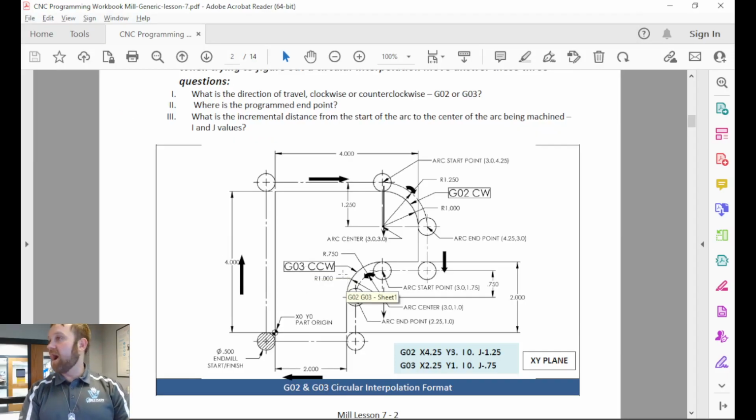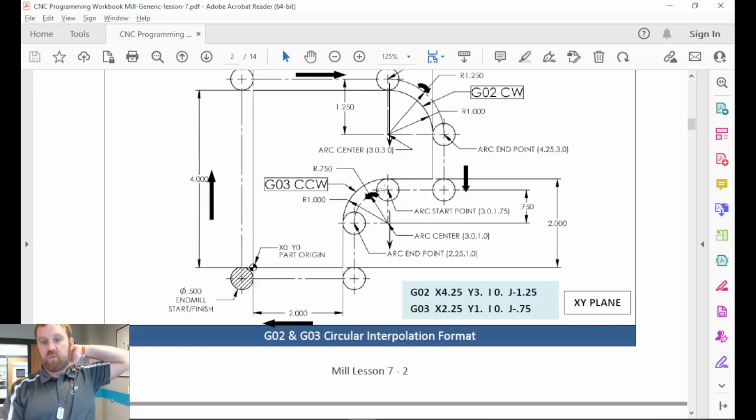And then we got to tell it our I or our J. Now this is where these tool radiuses are fun, I know, okay? We're on the inside of the radius, so we have to subtract our tool radius from the part radius when you're cutting an internal arc. So if the part radius is 1 inch, we subtract our 1/4 inch tool radius, and we get 0.75. So from the start of rotation to the center of rotation, it's once again in the negative Y direction, 0.75.